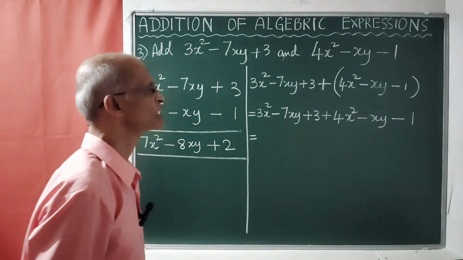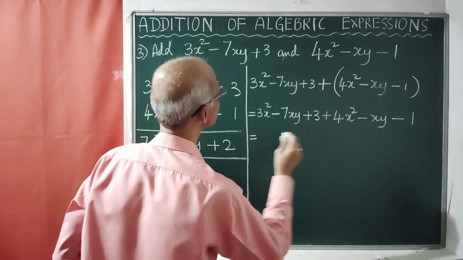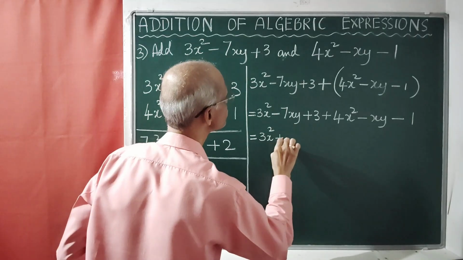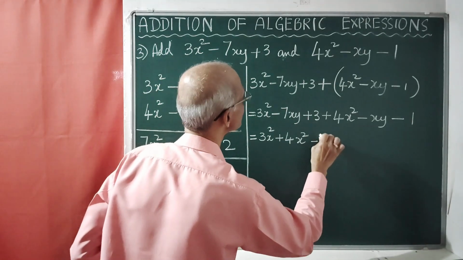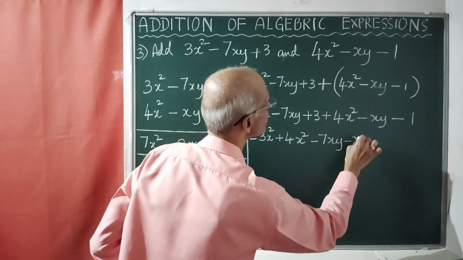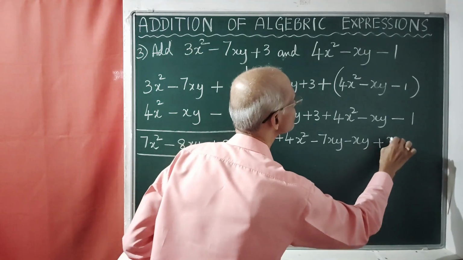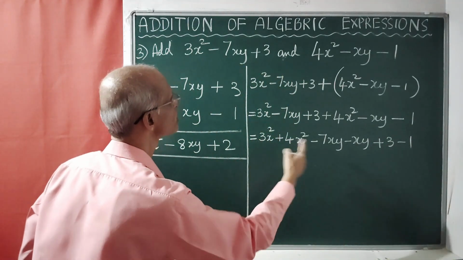Next step is shuffle the like terms together. So these two are like terms. I'll write them together. 3x square plus 4x square. Next one is minus 7xy minus xy. I am writing the like terms together. Plus 3 minus 1.